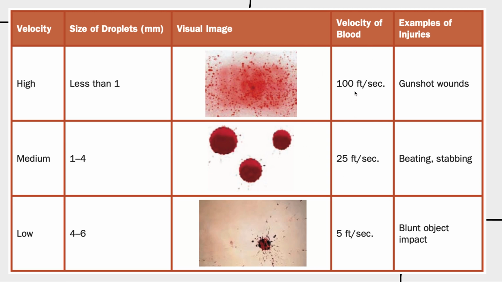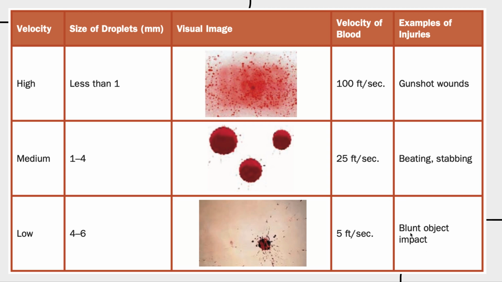Medium velocity, we've got 1 to 4 millimeter diameter, so a little bit larger droplets, and the velocity is moving much slower than the high velocity. Some examples might be a beating or a stabbing. And then low velocity, much larger droplets here, 4 to 6 millimeters in diameter. And you can see here another visual representation. The velocity is about 5 feet per second, and this would be blunt object impact, like we said, with a pipe.